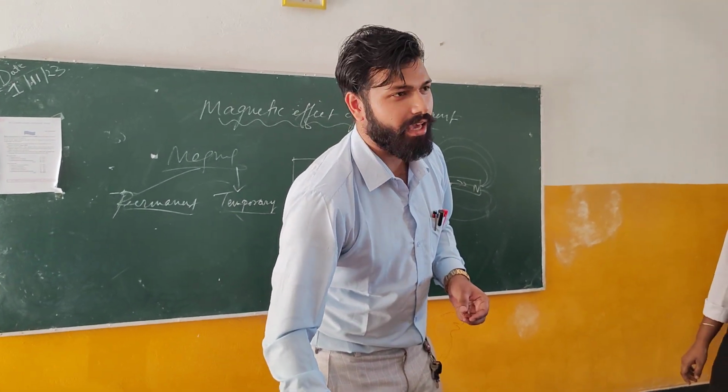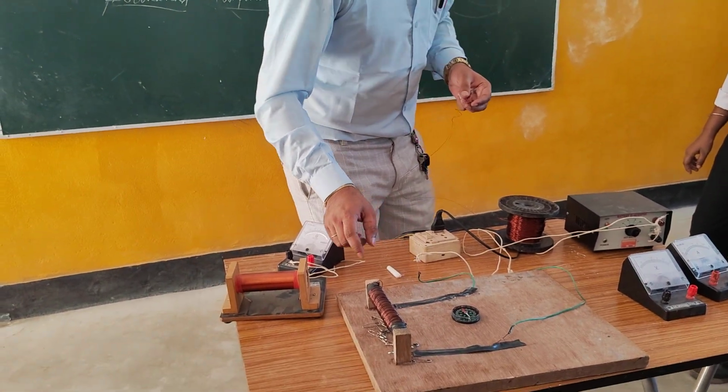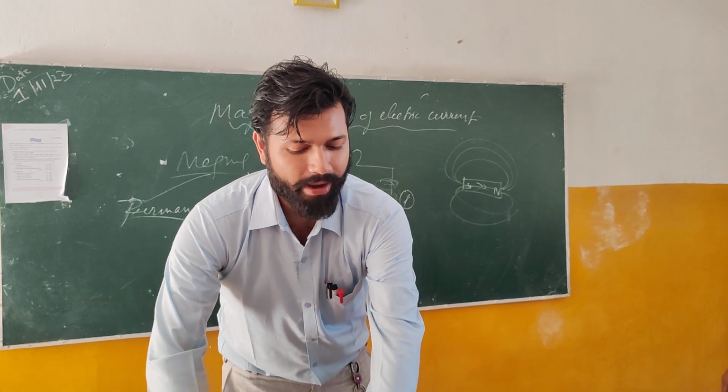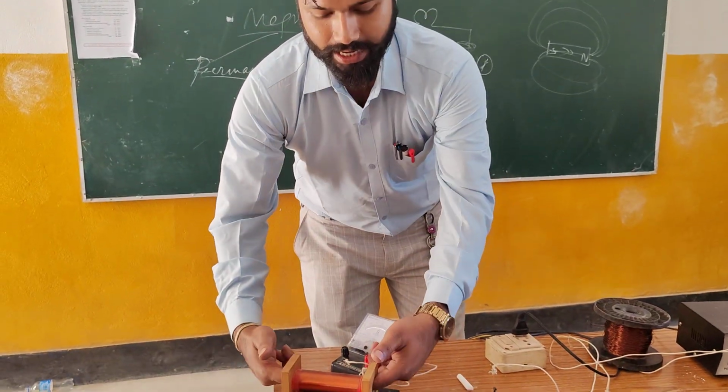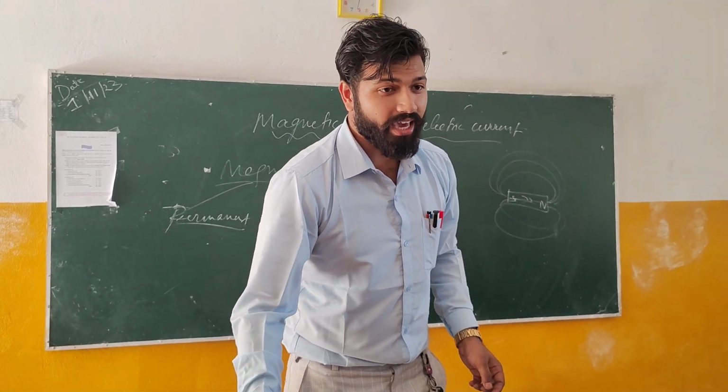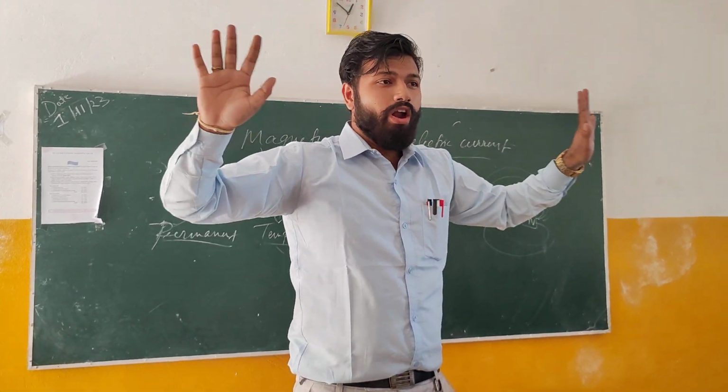The only difference is that here there is no hole inside it, so I cannot use it for creating current. So I have taken this one, which is company made, and there is a hole inside it so that I can move the magnet inside it. What is a solenoid? Clear?